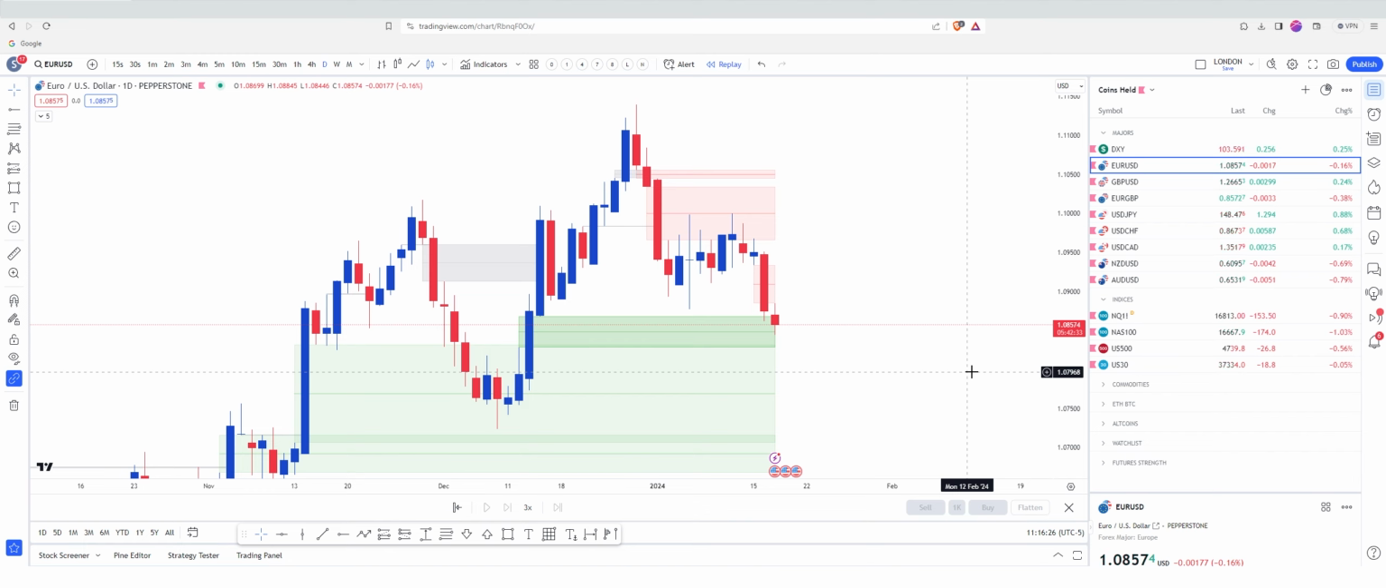So as always, we're going to start off our analysis on the daily time frame just to see where we're delivering from and see if we can establish a nice daily bias.